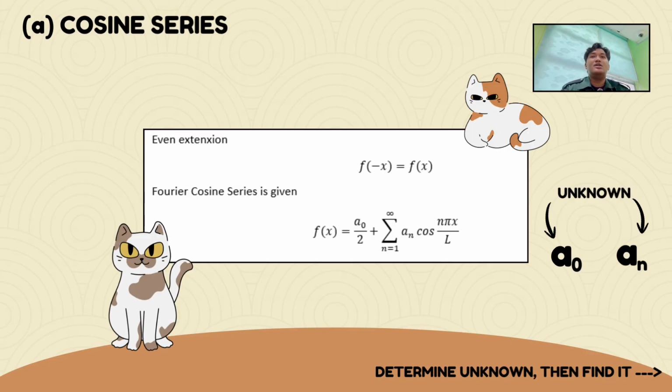First, let's do the cosine series, which is the even extension. Why is it an even extension? Because f(-x) is equal to f(x). From that, we have the Fourier cosine series formula, which is given here. From the formula, we can see there are two unknowns, which are a0 and an. Here, we need to determine and calculate both unknowns to solve the formula.